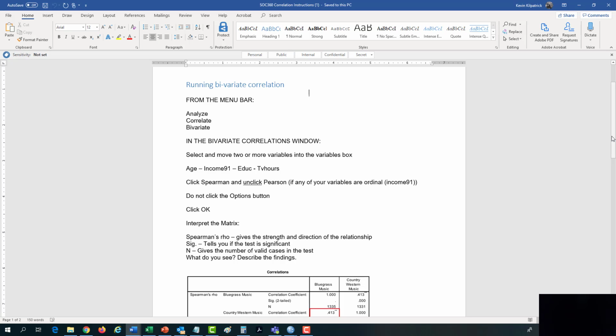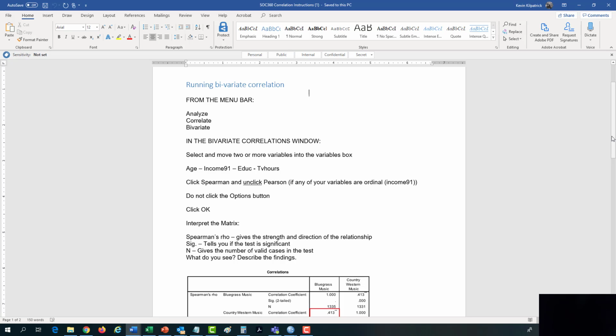Right below the variable list, there are different coefficients that you can ask for. By default, Pearson is clicked. But if any of your variables in your correlation are ordinal, right? Remember what ordinal are. You can tell that the answer list is ranked or ordered, but you cannot tell the exact difference between any 2 answers.